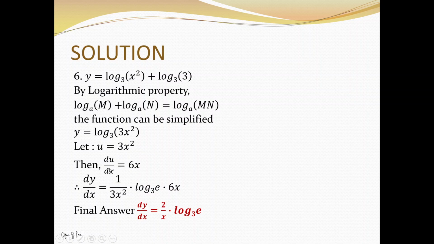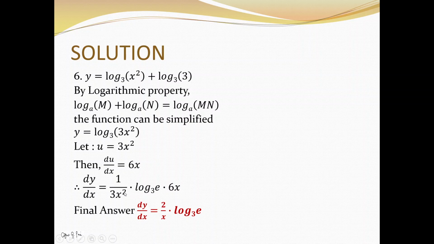Then, finding the derivative of this u with respect to x is now equal to 6x. This is by means of the power derivative. Bring down 2 times 3, and then less 1 from the 2. So this is now 6x. And for the given function, the derivative of y with respect to x is equal to 1 over u, and our u is 3x squared, to be multiplied by a constant of log of e to the base 3, and then to be multiplied by the derivative of u, which is 6x.